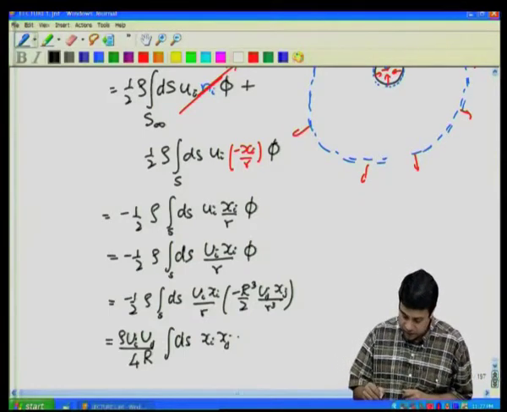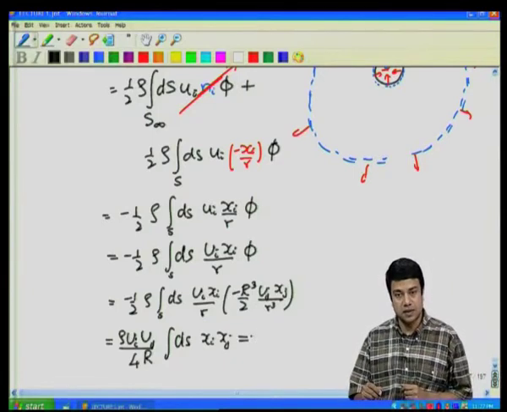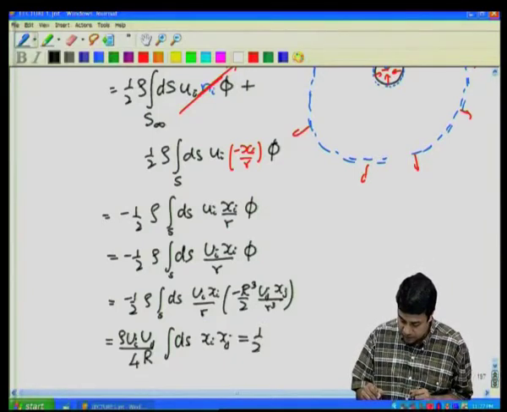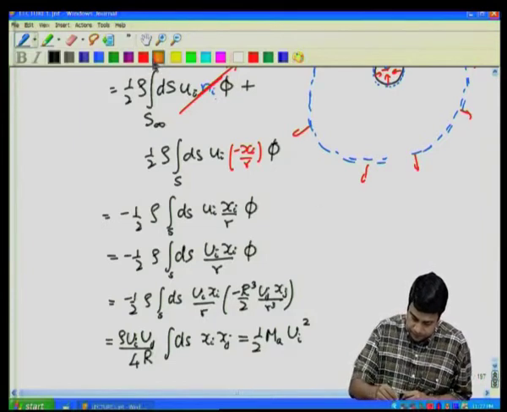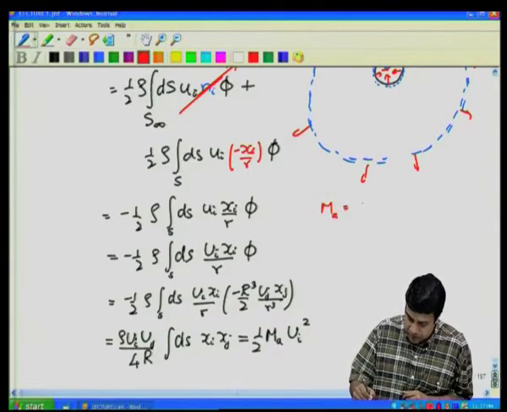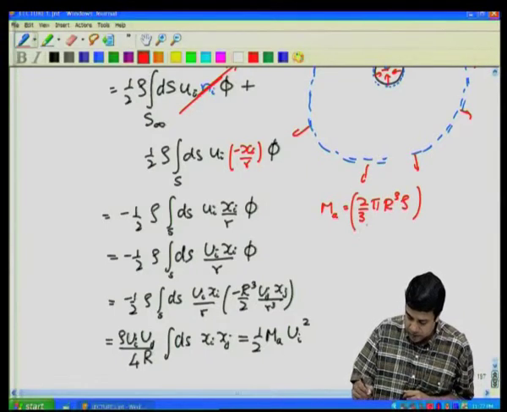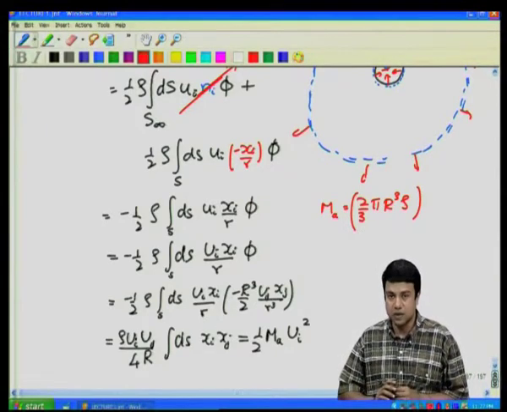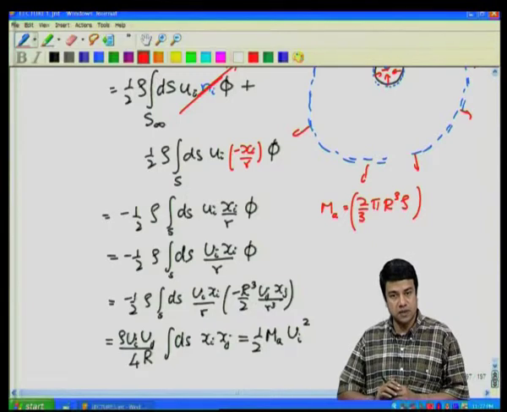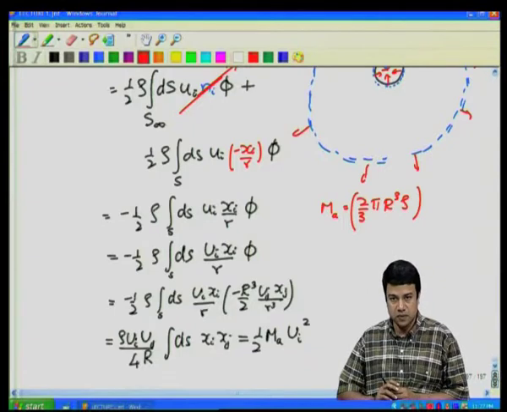And finally, the result we got in the last lecture is equal to half times the added mass times u_i squared, where the added mass is equal to 2 by 3 pi r cubed rho. It is equal to 2 by 3 pi r cubed times the density of the fluid. So 2 by 3 pi r cubed is half the volume of the sphere, and 2 by 3 pi r cubed times rho is half the volume of fluid displaced by the sphere.